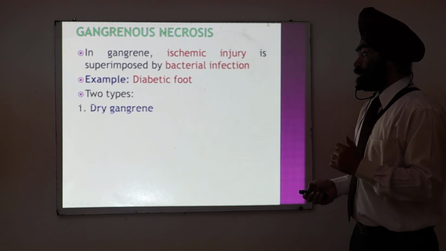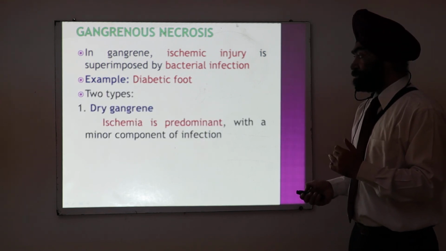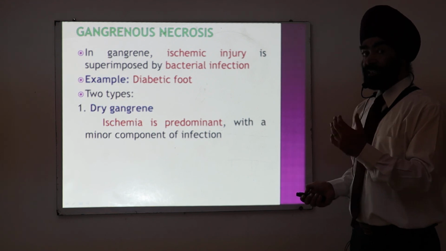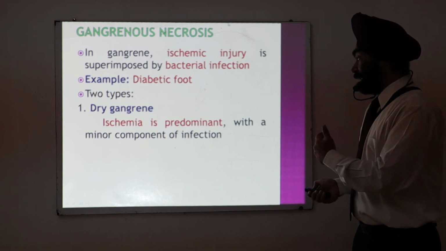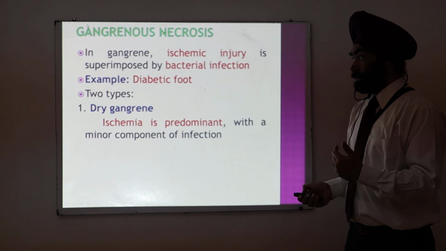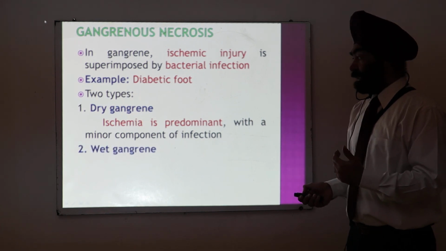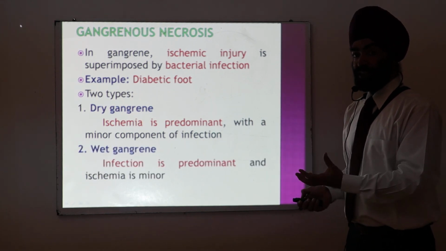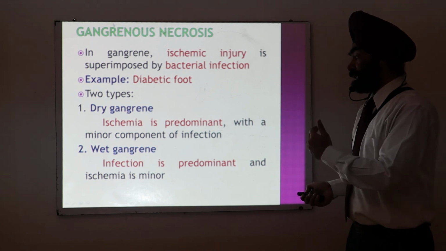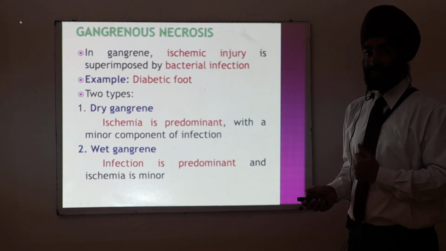This gangrene can be of two types. One is called dry gangrene. Dry means when the ischemia is predominant and infection is lesser. The second is wet gangrene, when the opposite is there, when infection is predominant and ischemia is minor. So this is gangrenous necrosis.